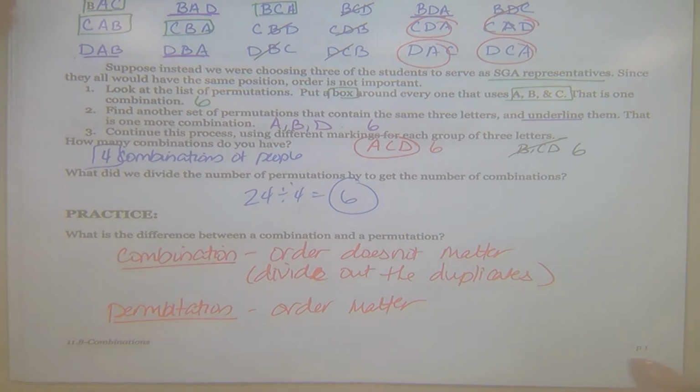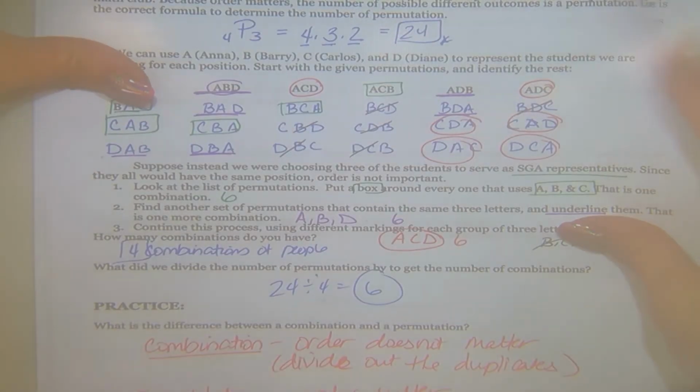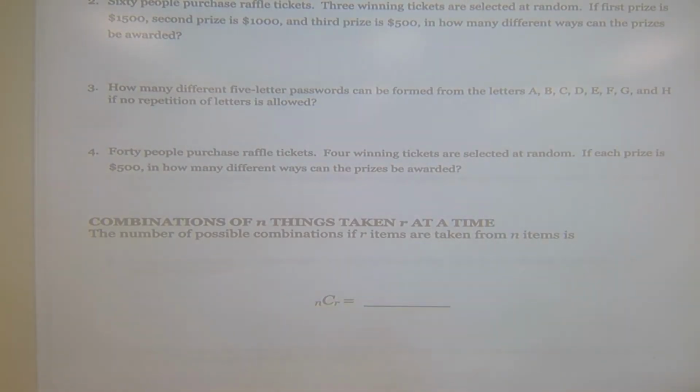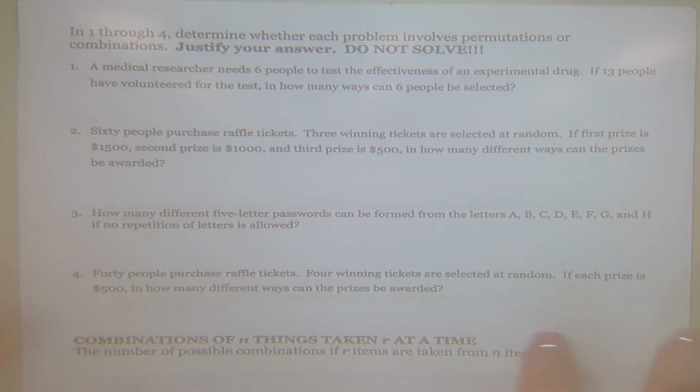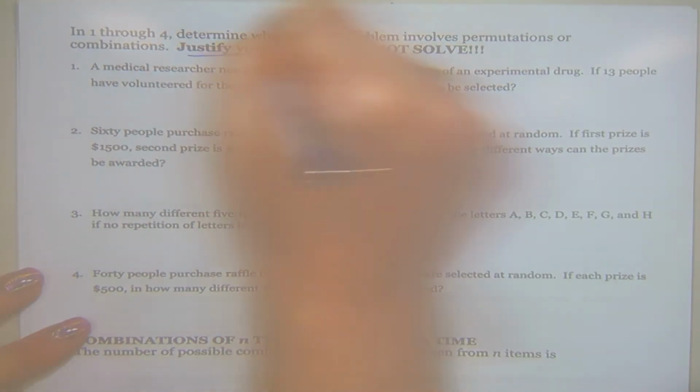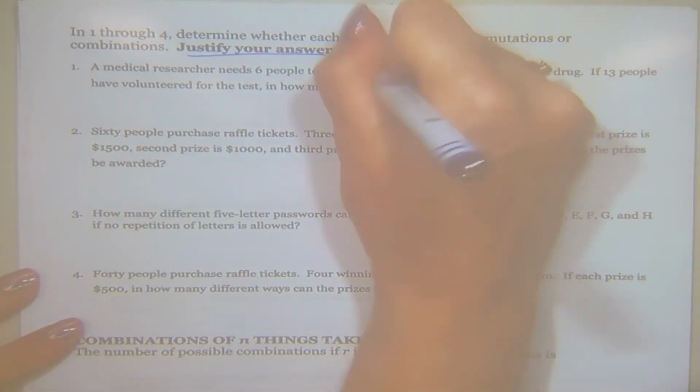All right, let's look at that next page. Remember that you can always pause me and rewind me and do whatever you need to do if I get ahead of you, because you have control of the video. In 1 through 4, you're going to determine whether each problem involves permutations or combinations. Justify your answer, tell me why, and don't solve.